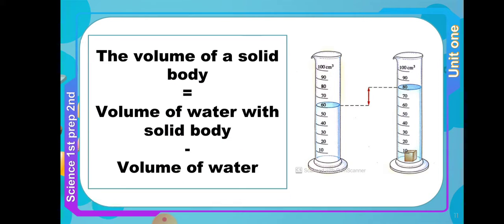Then how can we calculate the volume of the solid body? If we have a known volume of liquid, then we put the solid body in it, the volume will increase. The amount of the increase of the volume equals the volume of the solid body. So the volume of the solid body equals the volume of water with the solid body minus the volume of water.